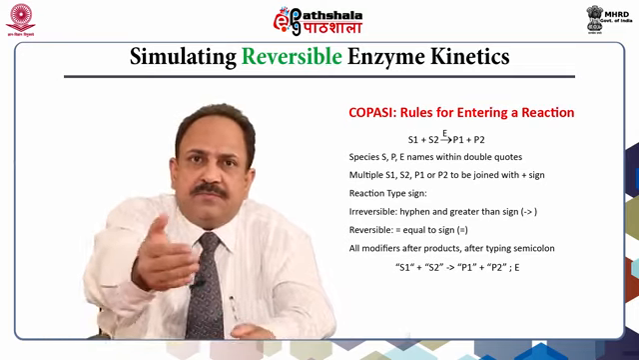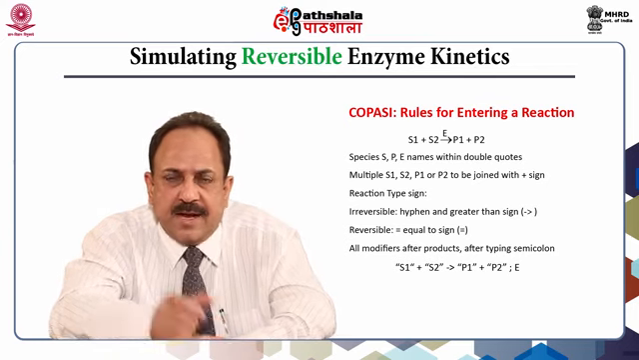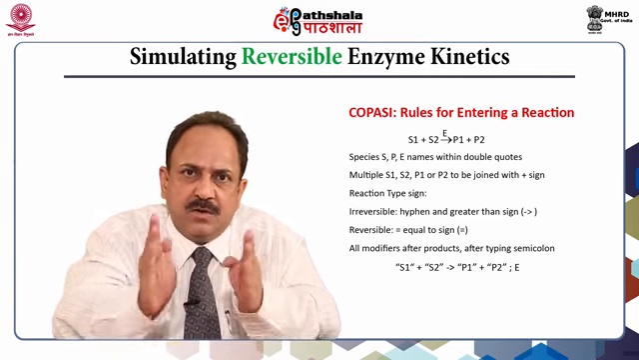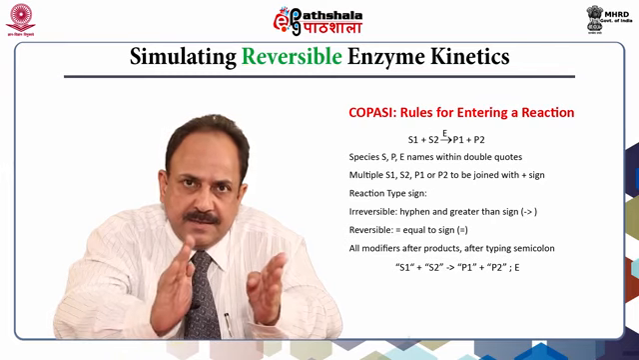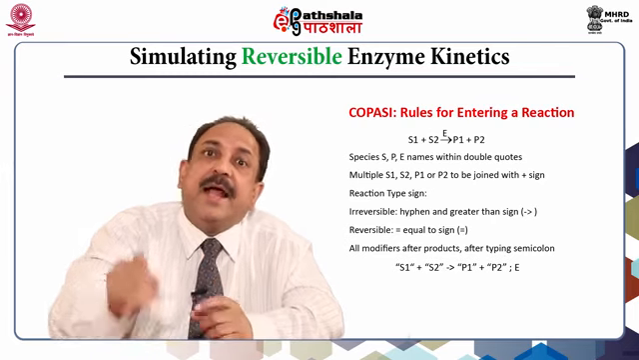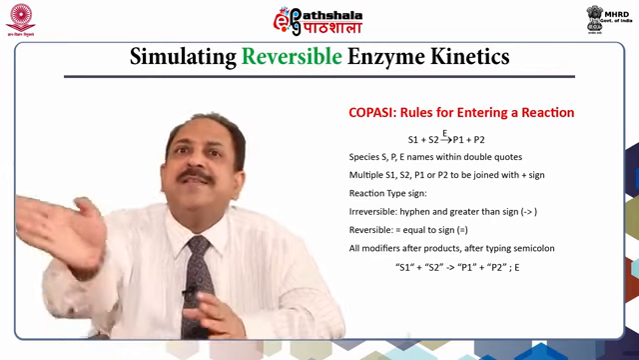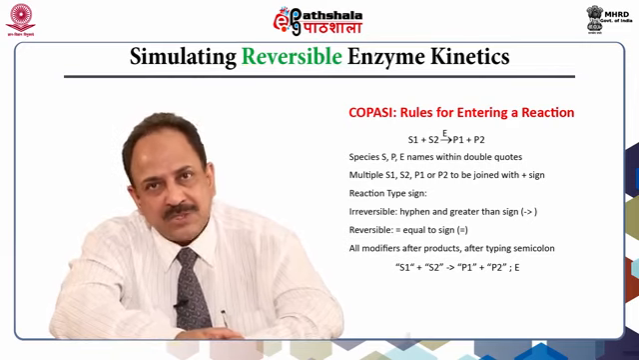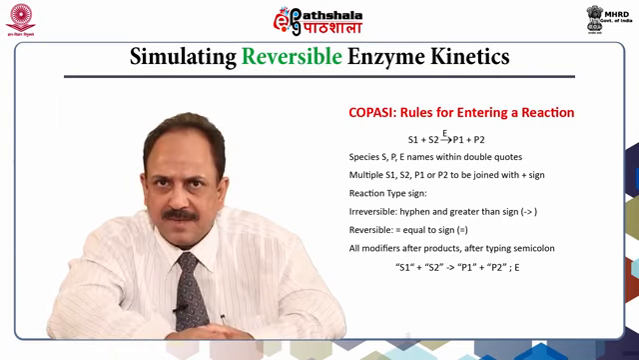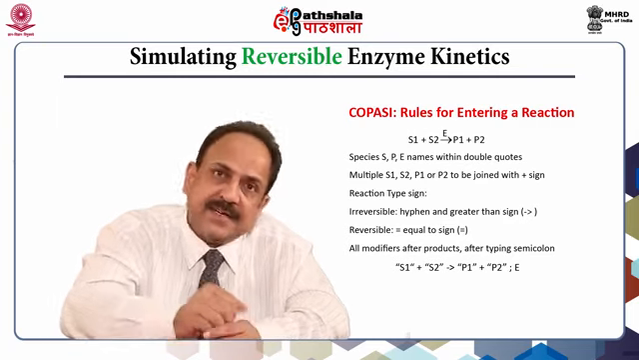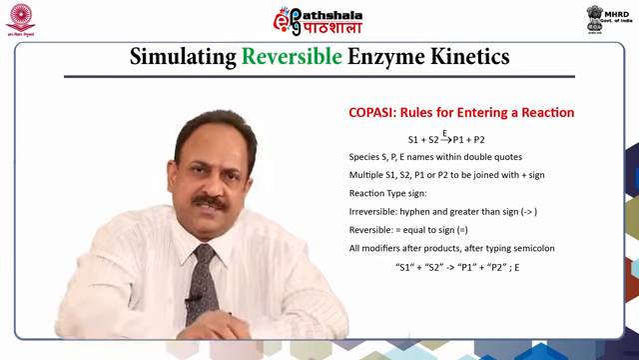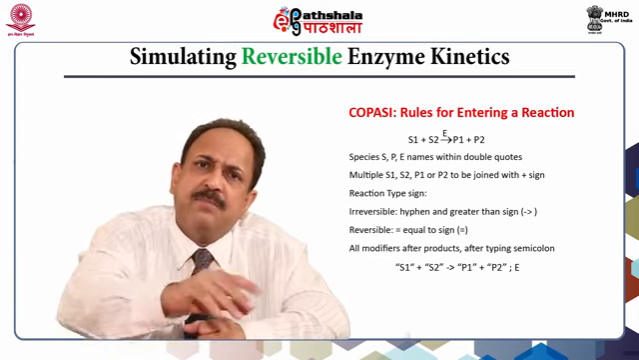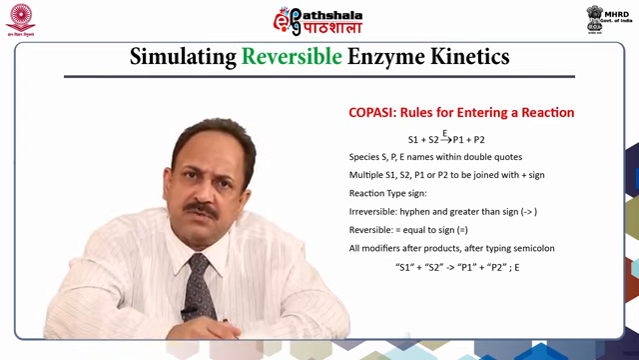Now, if there is more than one substrate, enter the name of the first substrate enclosed within double quotes, then enter a space character and type plus sign to join the next substrate. Again, the name of the second substrate is to be enclosed within double quotes. This is followed by again entering a space and the type of the reaction. You can continue entering more substrates if there are more than two also.